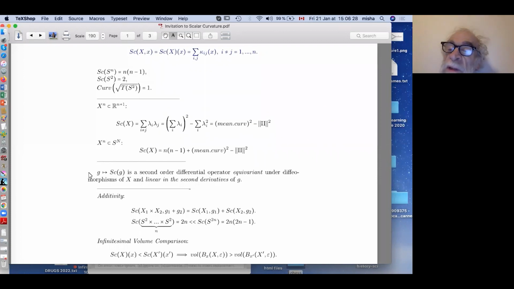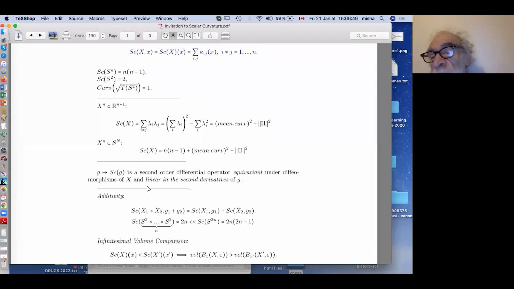So it is a second order differential operator. Secondly, this operator is equivariant under diffeomorphisms. If you change the coordinate system, it doesn't depend on them. Certainly, scalar curvature depends only on the metric. It's a tautology. However, if you think in terms of the action, it's a highly non-trivial condition. And the key point is that it's linear in the second derivatives.